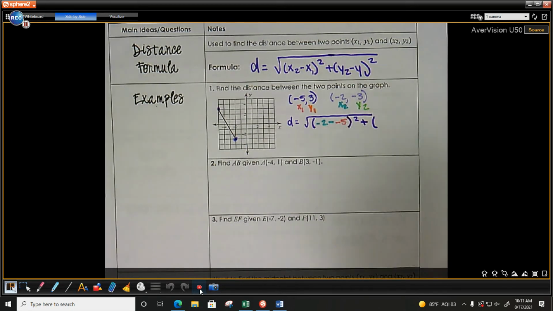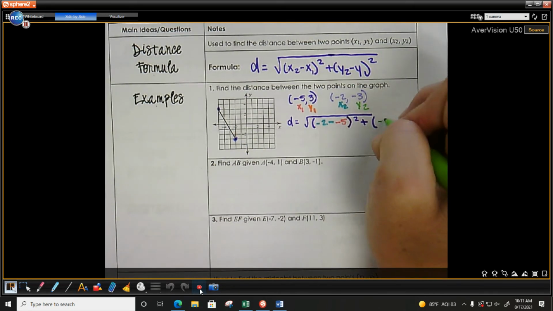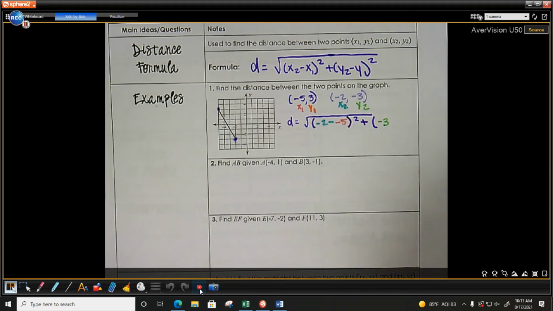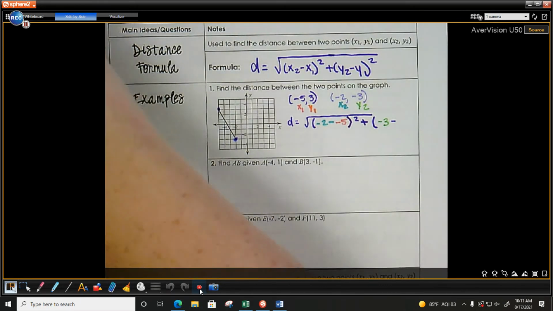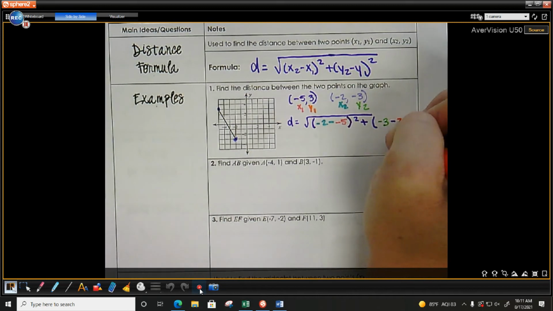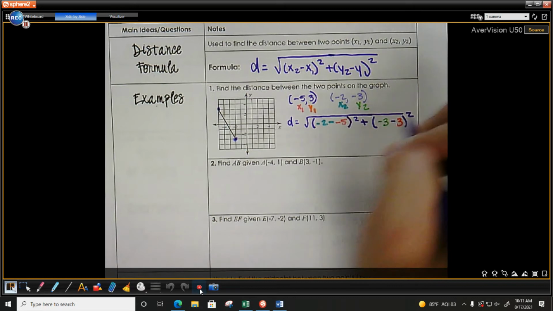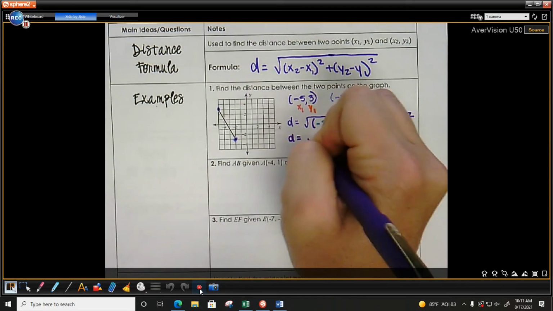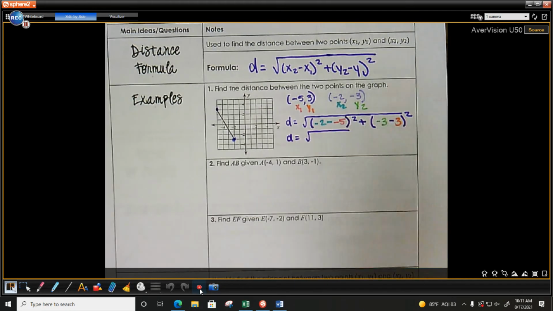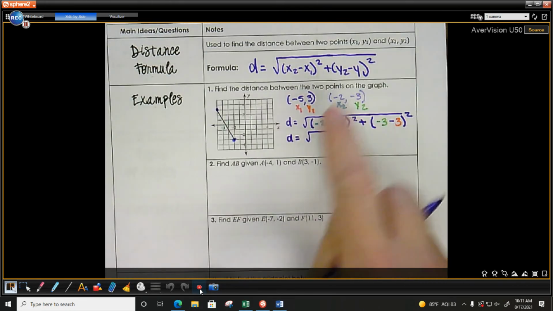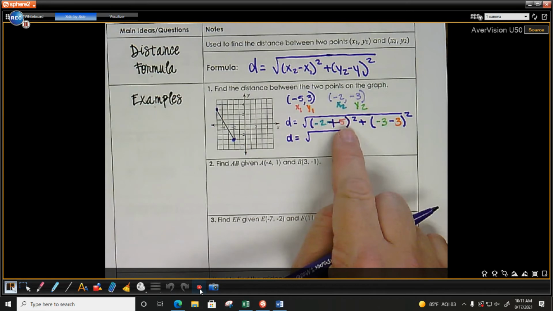Y1, 3, squared. Okay, so D equals the square root. What happens with double negatives, guys? It becomes a plus. Okay, so what's negative 2 plus 5? 3. What's 3 squared? 9. Are we okay with how the first parenthesis becomes 9?